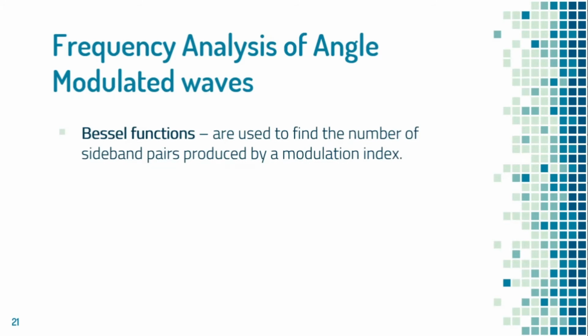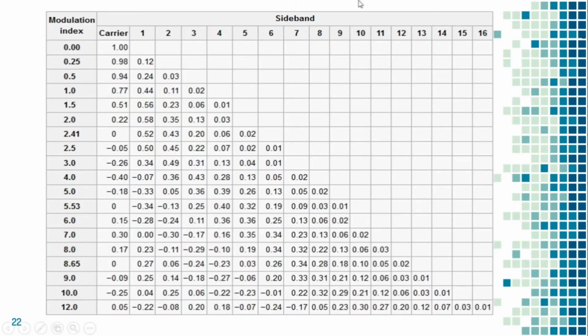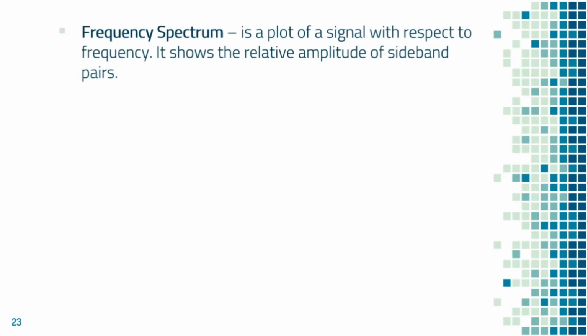Bessel functions. Bessel functions are used to find the number of sideband pairs produced by a modulation index. So, as I said kanina, the higher the modulation index, the more side frequencies it produces. At ginagamit natin yung Bessel functions, or in this case yung Bessel table, para mahanap kung ilan side frequencies ang produce ng isang modulation index, as well as yung ratio ng amplitude between the carrier and the side frequencies. So as we can see here, ito yung modulation index, tapos ito yung number of frequencies produced by the said modulation index, tapos itong mga values na to, ito yung ratio ng carrier amplitude sa side frequencies amplitude.